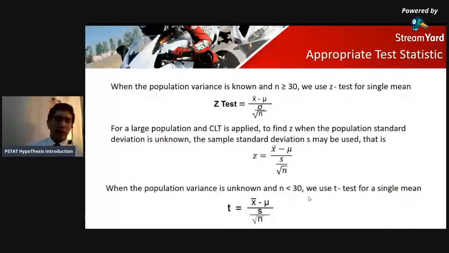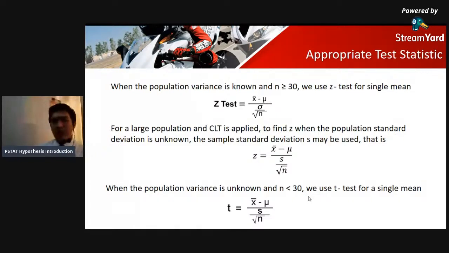For your performance task, this is the thing that you need to do. It's the hypothesis testing. I'll be giving the population variance or the standard deviation. The z-test is the sample mean minus the population mean, all over the standard deviation, all over the square root of n.